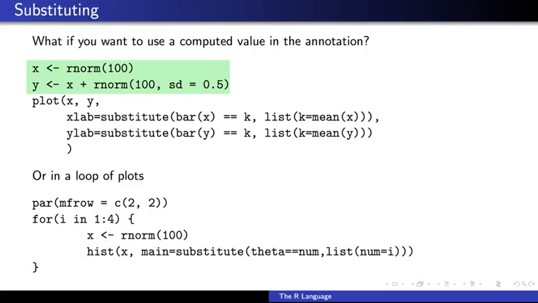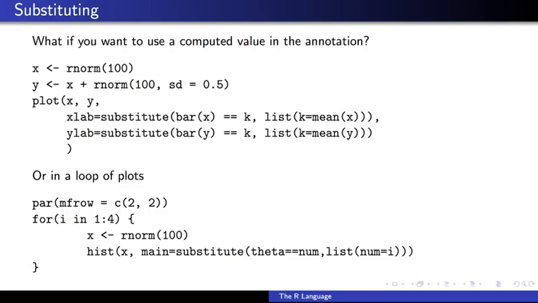So here I'm generating some data that have a linear relationship, x and y, and I want to plot x and y. On the x-axis, I want the x label to be the mean of x, and on the y-axis, I want the y label to be the mean of y. Of course, I don't know what those numbers are until I calculate them. So I'm going to use the substitute function rather than the expression function, because the substitute function will substitute the actual value of the mean into my plot.